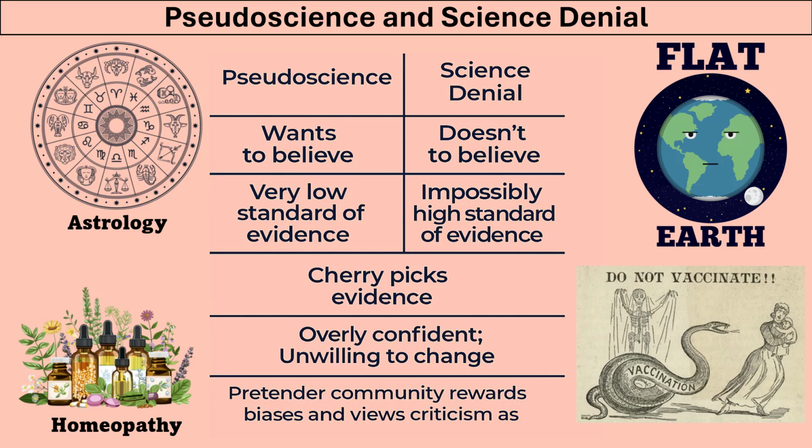And pseudoscience is often cherry picking information that supports the belief and ignores anything that does not support what you believe. On the other hand, science denial happens when people refuse to accept the real science or scientific evidence because it goes against what they want to believe. For example, flat earthers or anti vaxxers. They do not want to believe the evidence that has been gathered over time about the earth being round, or about the vaccines being life savers.